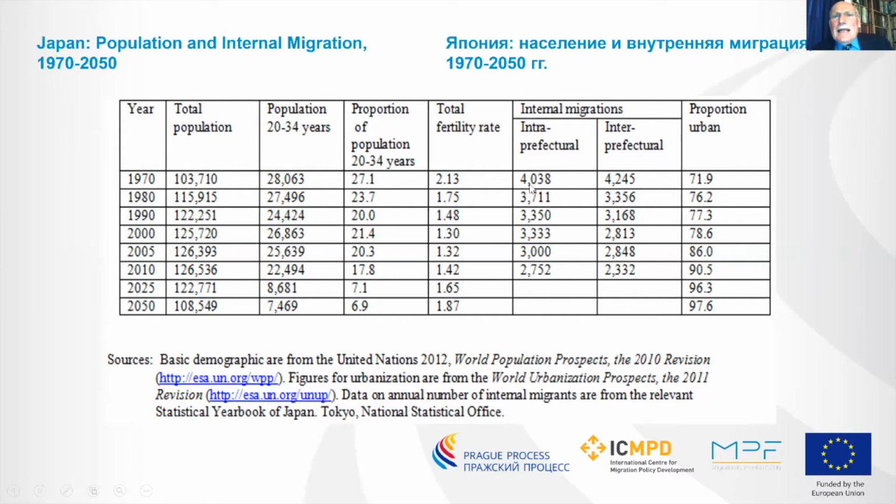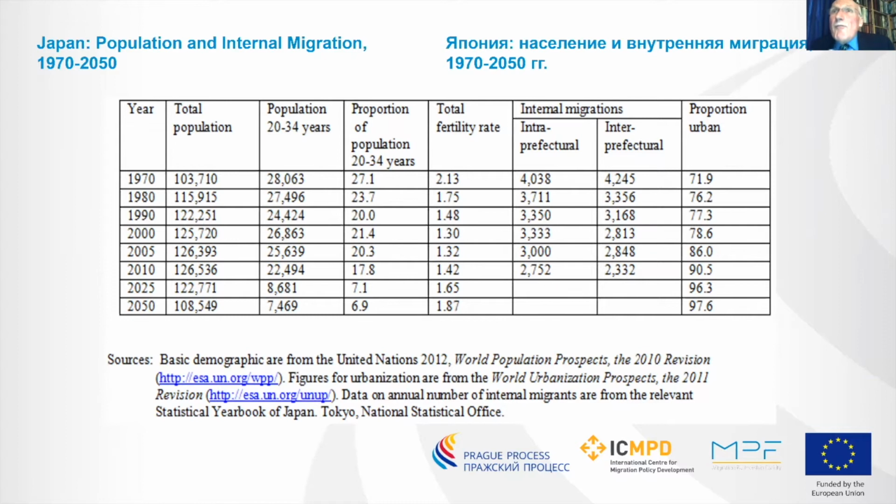Now, I want to shift to these two figures here. These are two measures of internal migration in Japan: the intra-prefectural or local movements within cities primarily, and these are from one prefecture to another. In 1970, if we add those two together, we've got 8.2 million. So 8.2 million migrants in 1970. By 2010, this has declined to about 5 million.